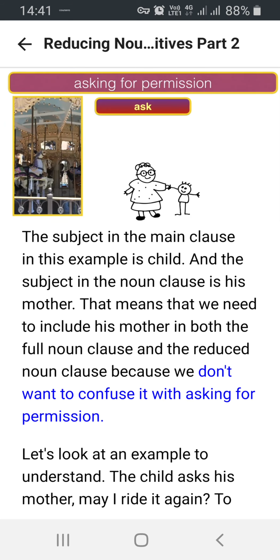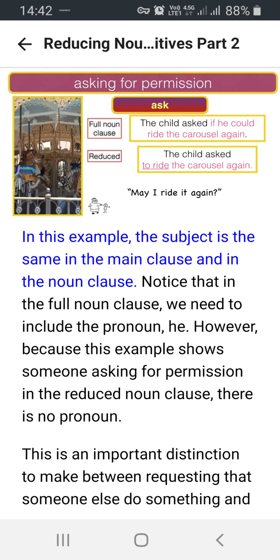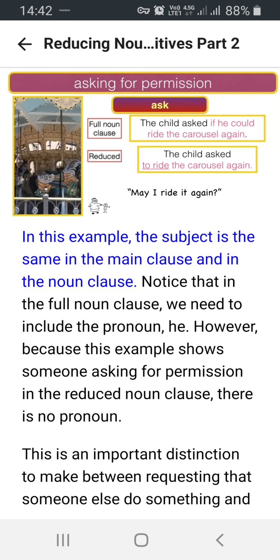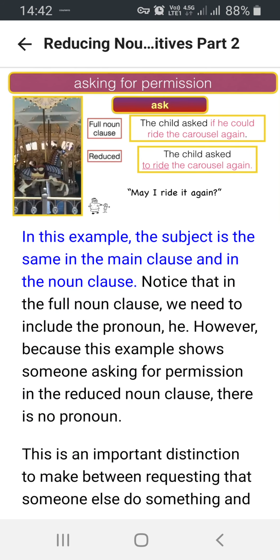To make a noun clause, we can say, the child asked if he could ride the carousel again. And to reduce this noun clause, we'll simply say, the child asked to ride the carousel again. In this example, the subject is the same in the main clause and in the noun clause. Notice that in the full noun clause, we need to include the pronoun he.